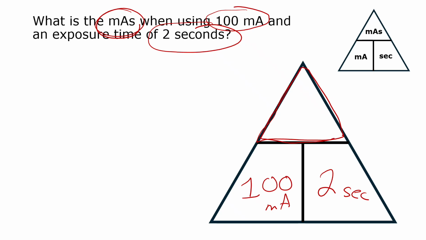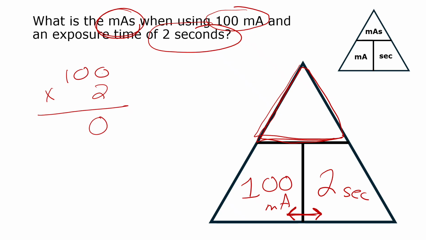So like I said previously, whenever we're trying to figure out this top value, we just need to multiply these two values down here. So we'll have 100 mA times 2. 2 times 0 is 0, 2 times 0 is 0, 2 times 1 is 2. And so our answer will be 200 mass. 200 mass. Oh, we love this triangle.